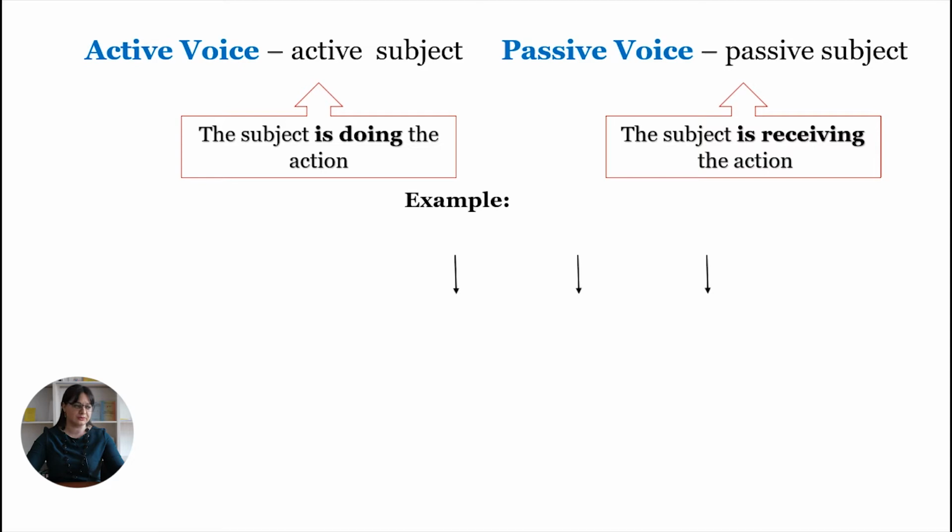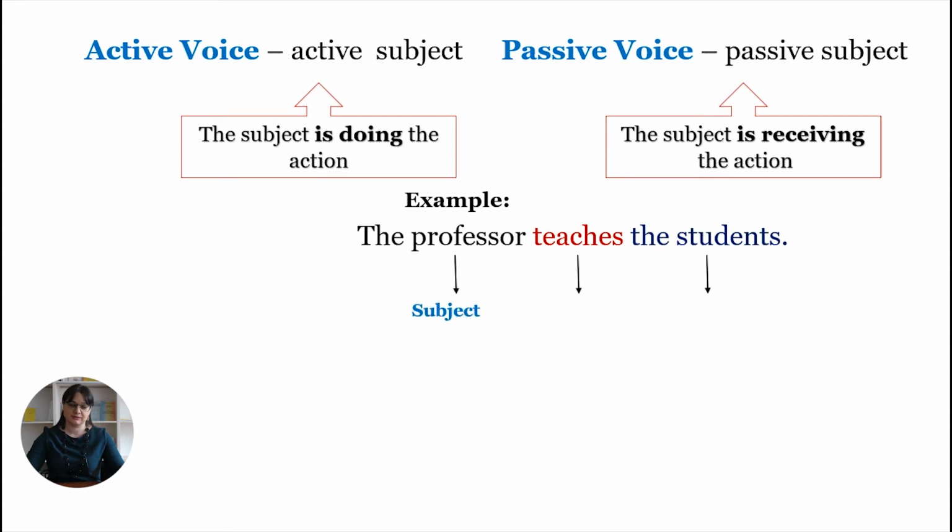Look at the example, please. The professor teaches the students. Who is the subject? The professor. What does the professor do? Teaches is the verb. And the students is the object of the sentence. This is an active sentence because we have an active subject, the professor.